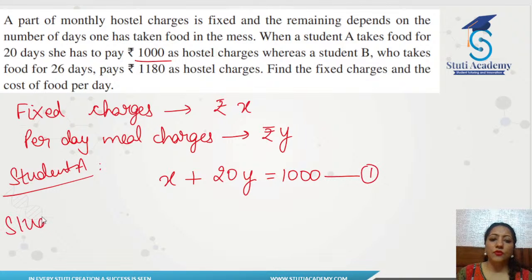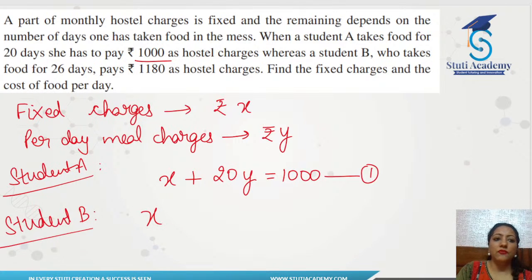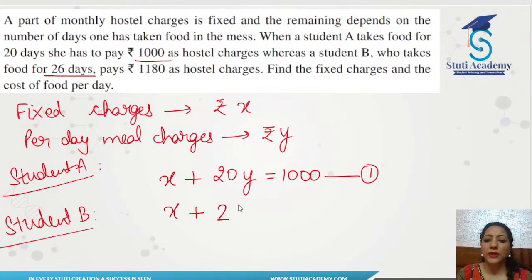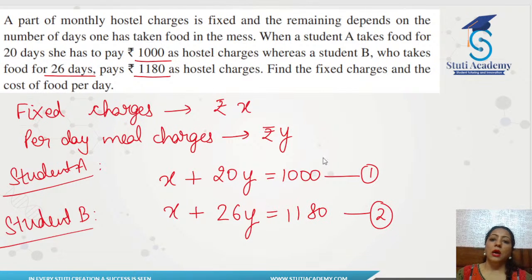In the same way, for student B, X rupees, in any case, she is going to pay as fixed charge and she has taken meals for 26 days. So she is going to pay 26Y rupees for meals. And this much she is paying in all. This is also given to us in the question. Now we need to find fixed charges and the cost of food per day.